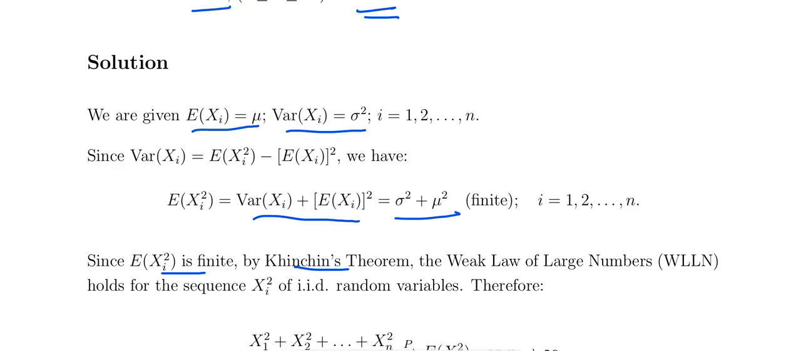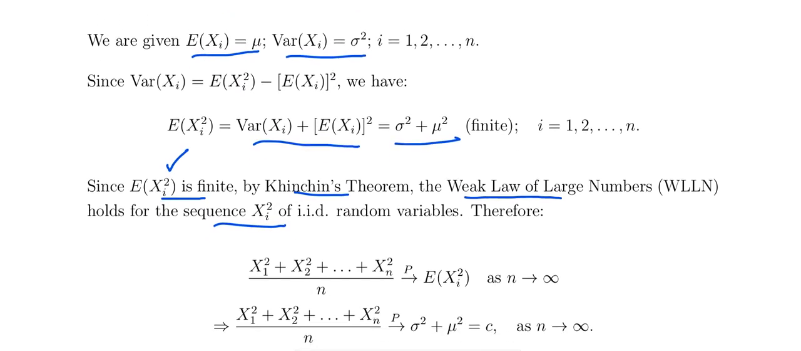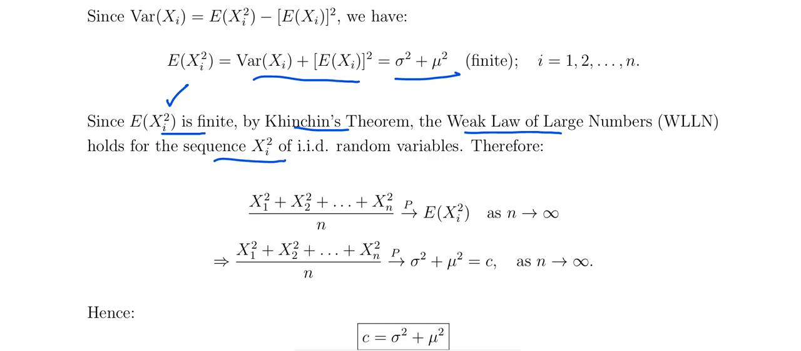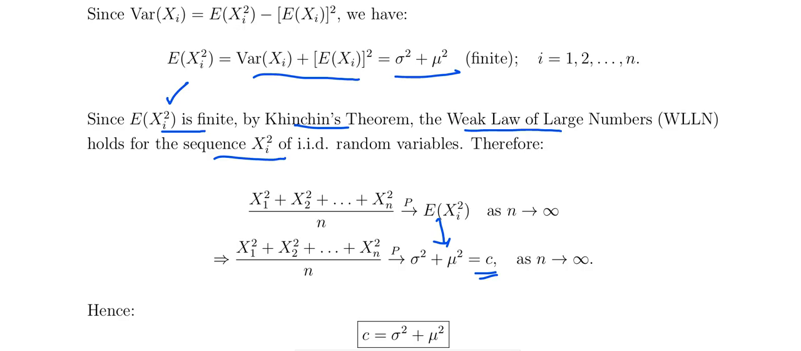By Khinchin's theorem, the weak law of large numbers is true for the sequence xi square of independent identically distributed random variables, because E of xi square is finite. So the conclusion is that the average of x1 square, x2 square, xn square converges to E of xi square. This is what was given, and what we found is sigma square plus mu square. I give it a new name, c. So c equals sigma square plus mu square, that is what it converges to.